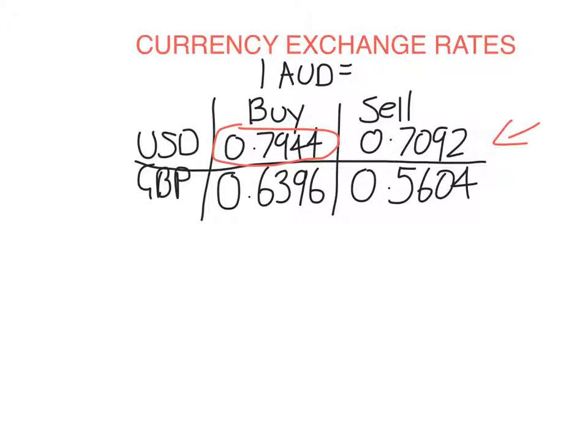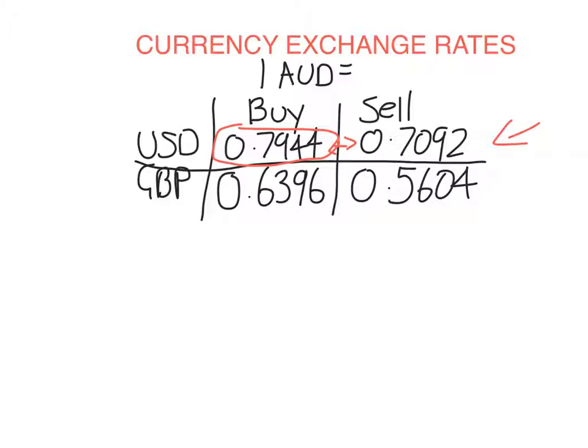Now you may be a bit confused because there are two numbers comparing the Australian dollar to the US dollar. But when you go online, if you just Google AUD to USD, it gives you one number. On the news, they give you just one number. So how do they get that number? Well, the actual exchange rate is the average of these two numbers. So when we're doing all our calculations today, we'll be comparing to one Australian dollar.